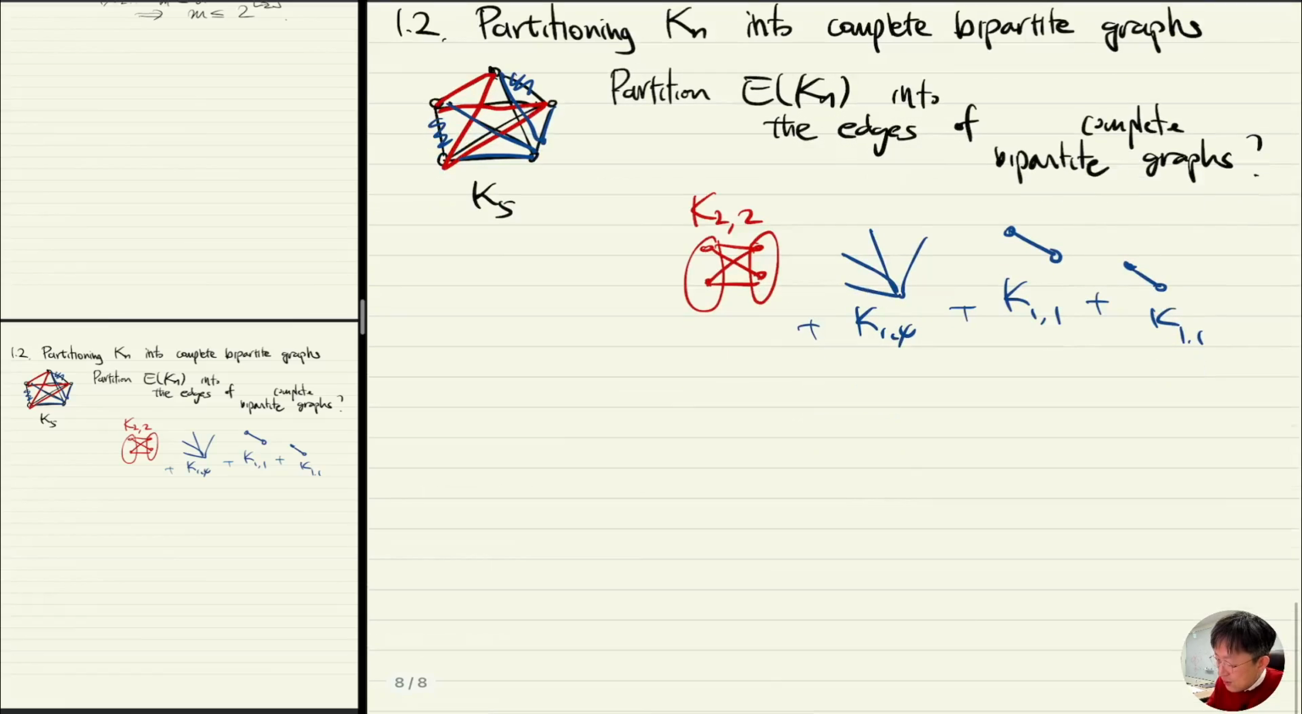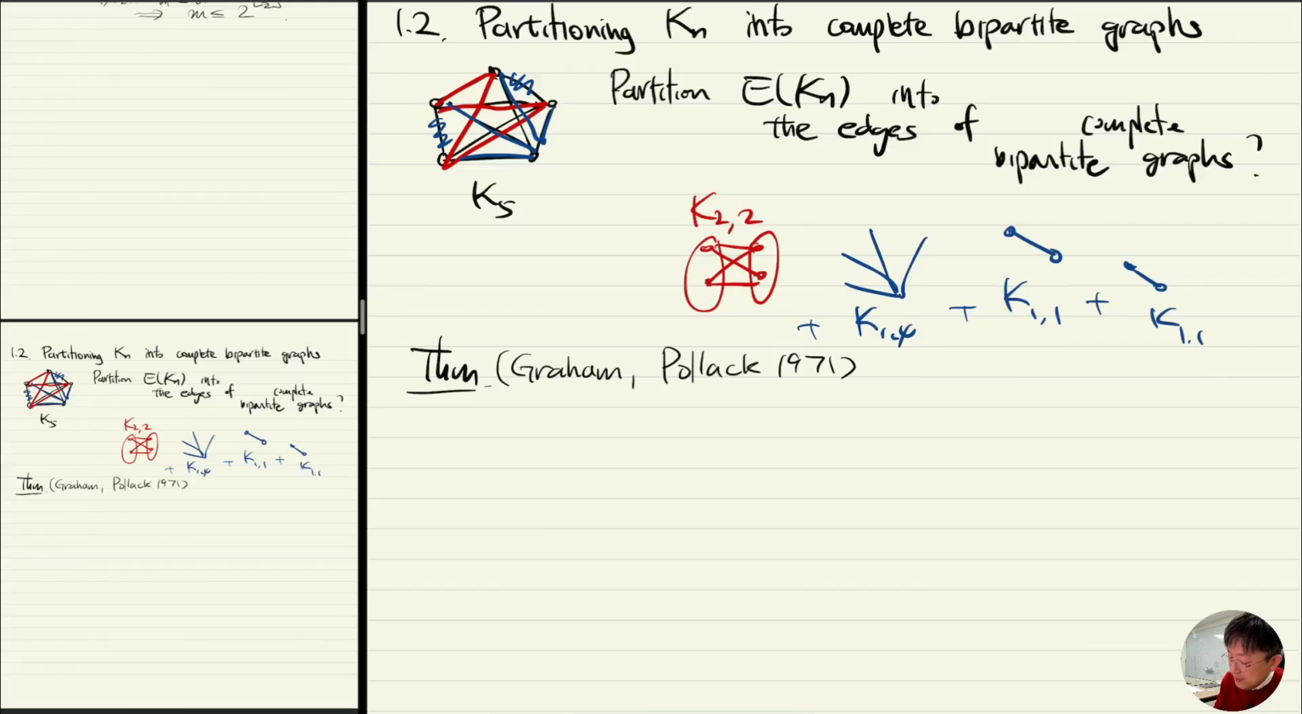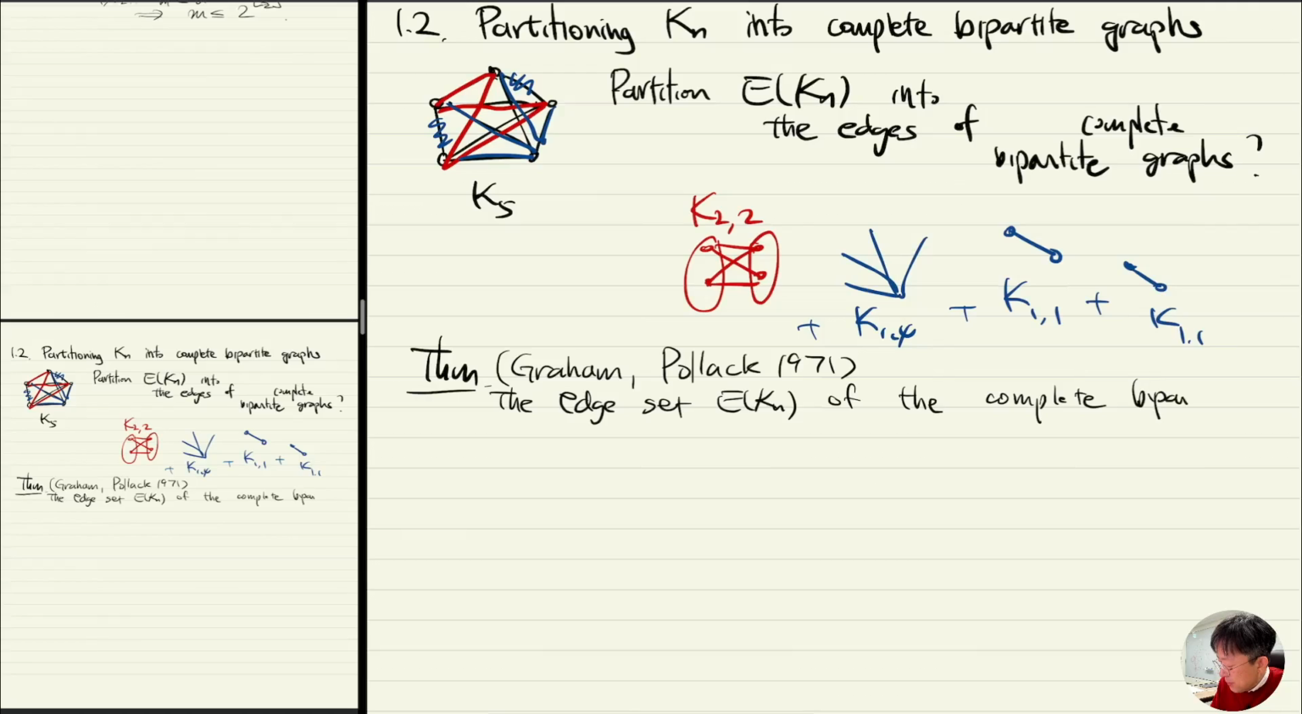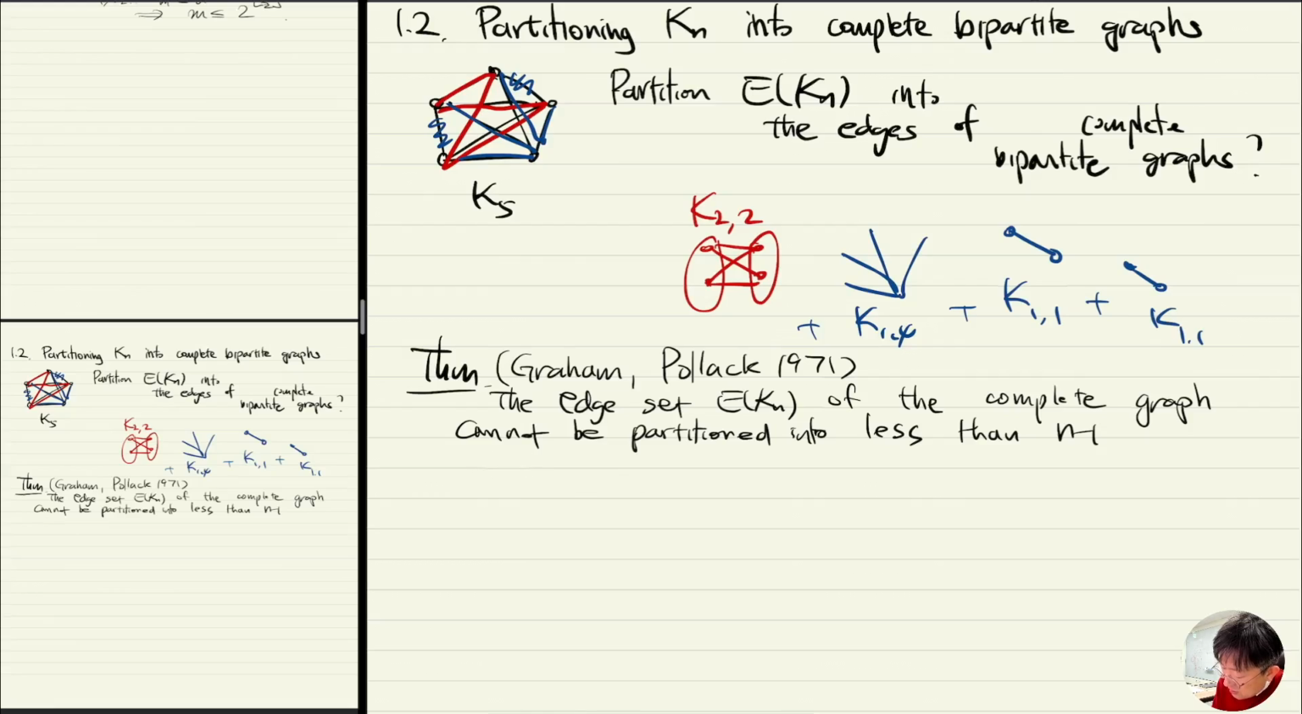Now, here's an interesting theorem, and this is best possible. This is due to Ron Graham and Pollack in 1971. They proved the following: the edge set E(Kn) of the complete graph cannot be partitioned into fewer than n-1 edge sets of complete bipartite graphs.